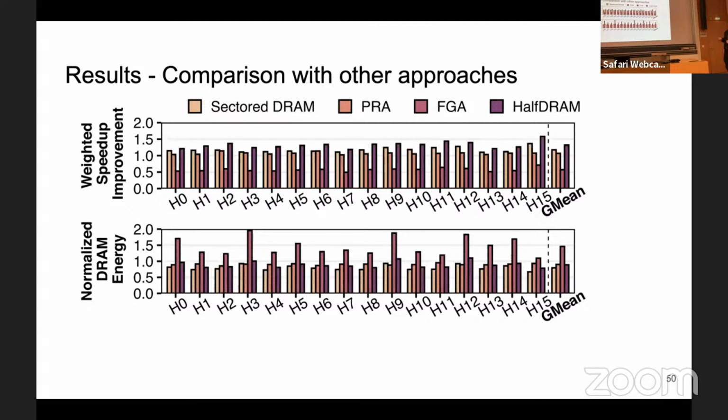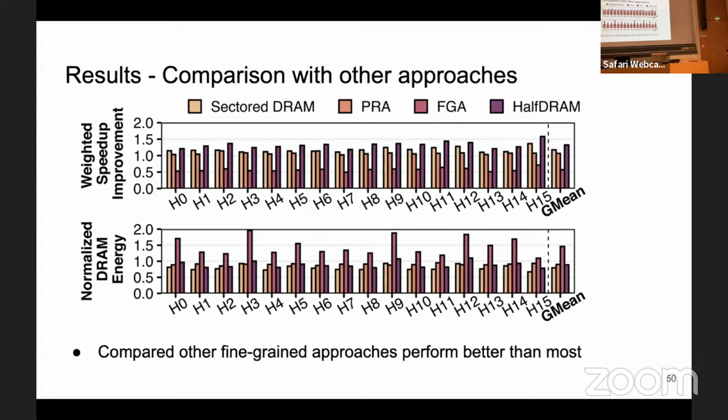And what we can see is that most of the time, especially if we look at the mean improvement, sector DRAM performs better than the other approaches, except for half DRAM. But in energy, sector DRAM is almost always the best performer. There's one workload where it's not the best, but it's almost always the best performing implementation, and it still has a lot less energy draw than half DRAM. So the approach performs better than most, but you definitely use much less energy than all of the comparison points.